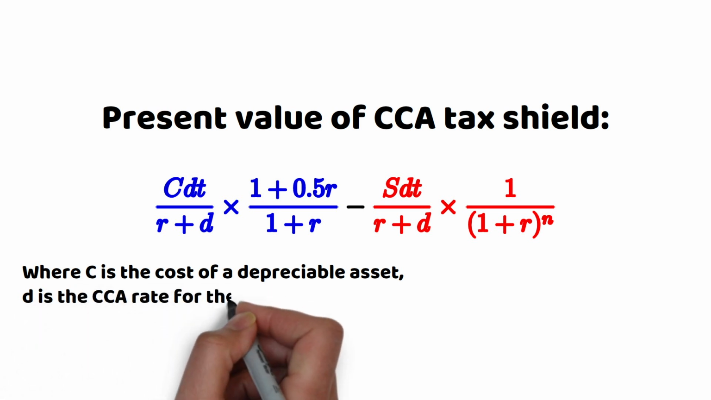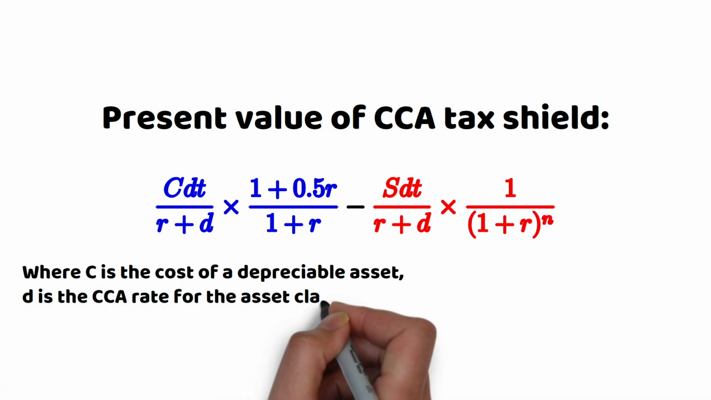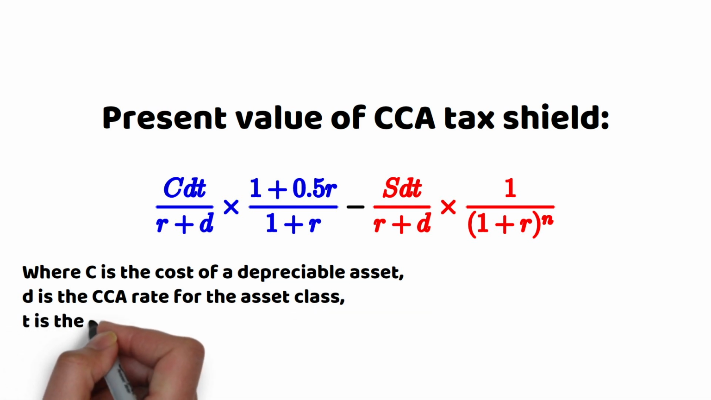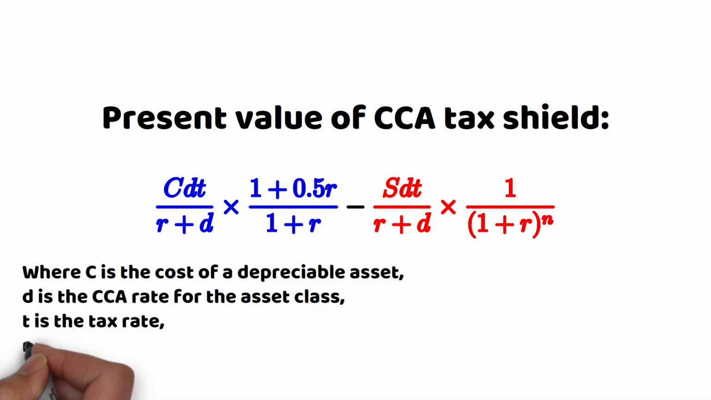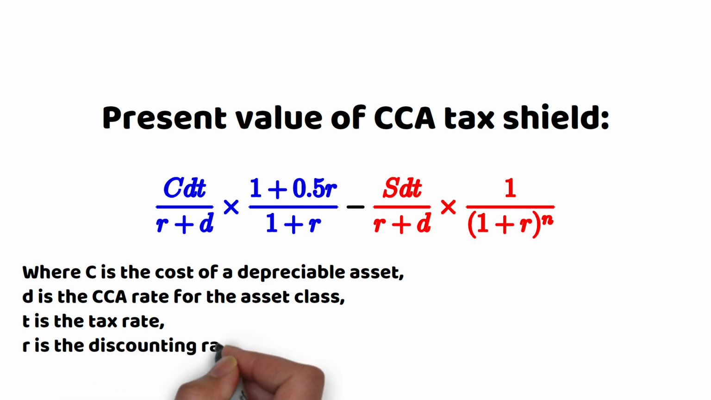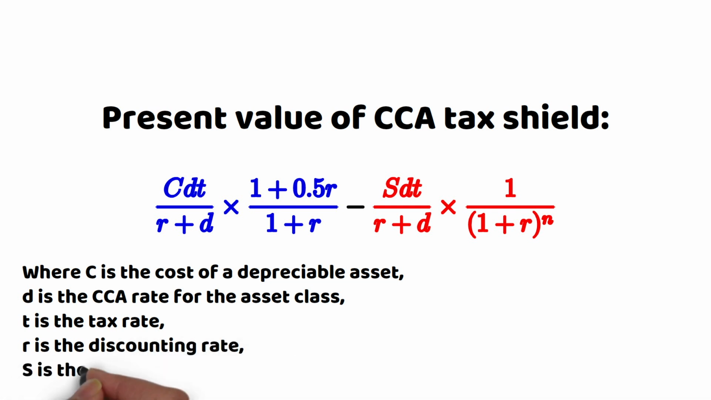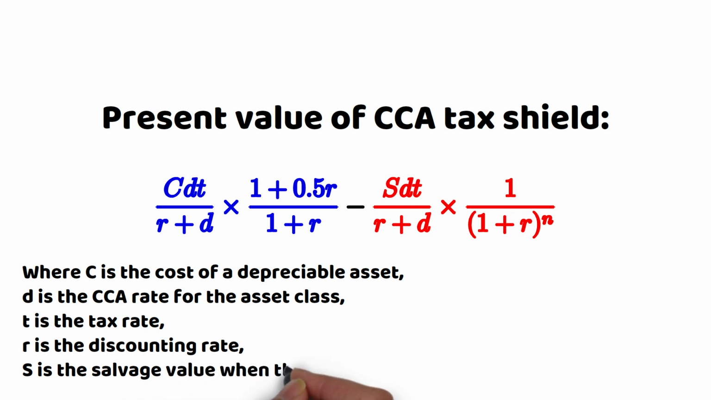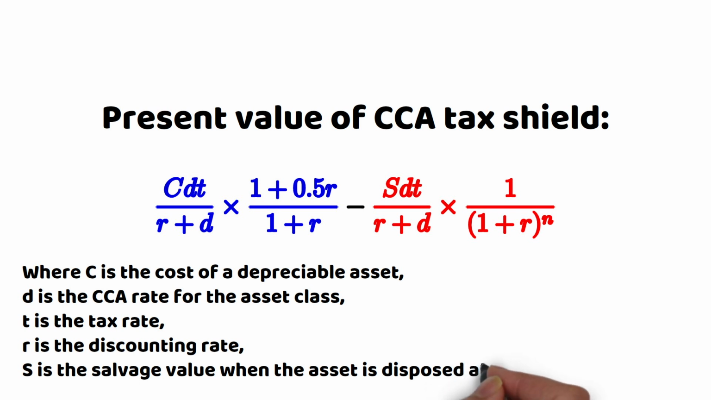D is the CCA rate for the asset class. T is the tax rate of the corporation. R is the discounting rate. For the second term, S is the salvage value. The asset is disposed of after using it for N years.